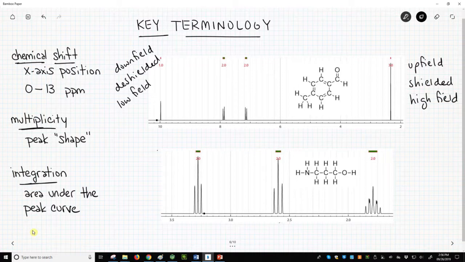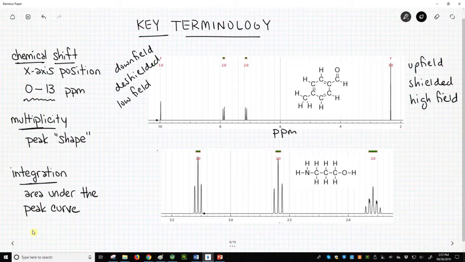We can also directly refer to the numerical values on the x-axis. This is a quantitative description of chemical shift. The units on the x-axis numbers are in parts per million, or more often just called ppm. Most hydrogens in organic chemistry fall within a range to the left of the screen of 0 to 13 ppm.